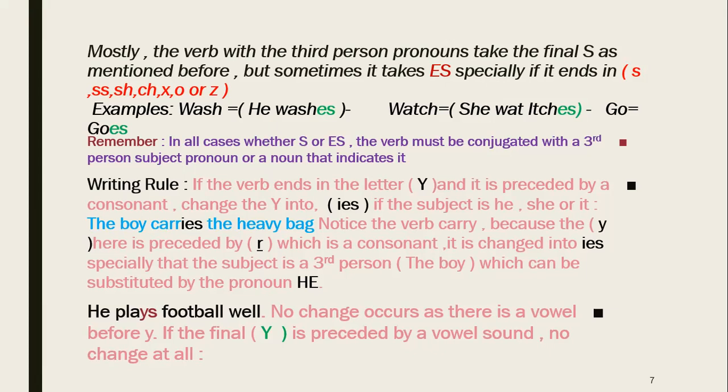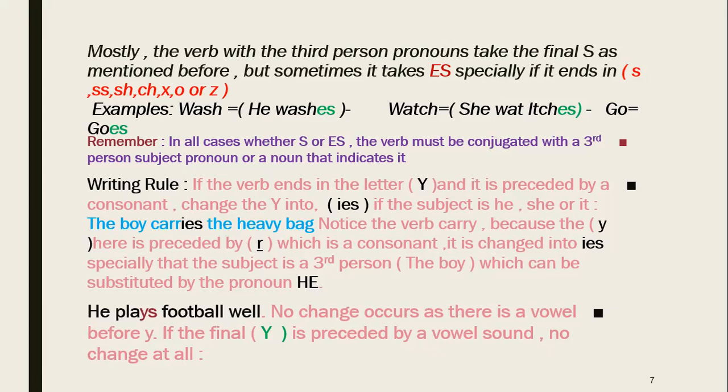Let me remind you of the consonants and the vowels. The vowels in English are mainly A, E, I, O, U. And the other letters are called consonants, like S, T, V, B, P, and others. So if the verb ends in Y, preceded by a consonant, change Y into I, then add ES, only if the subject is he, she, or it.